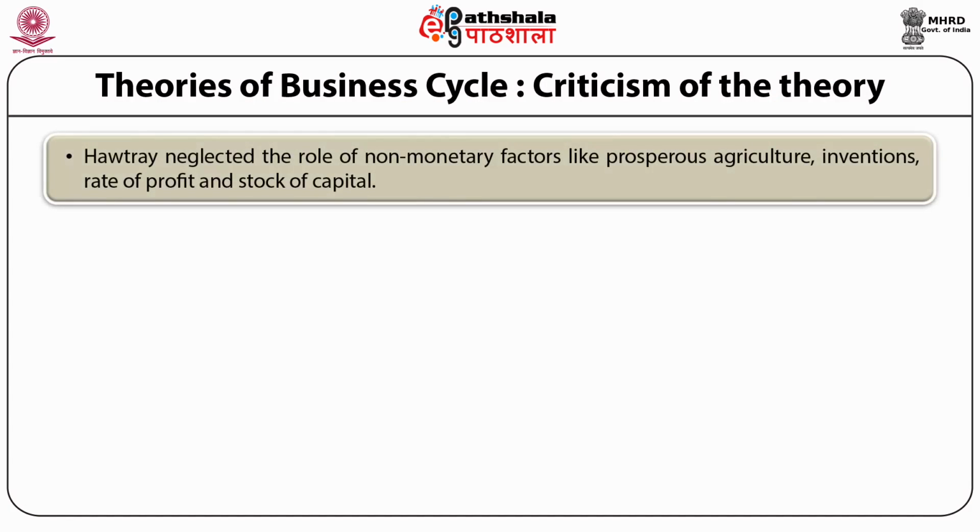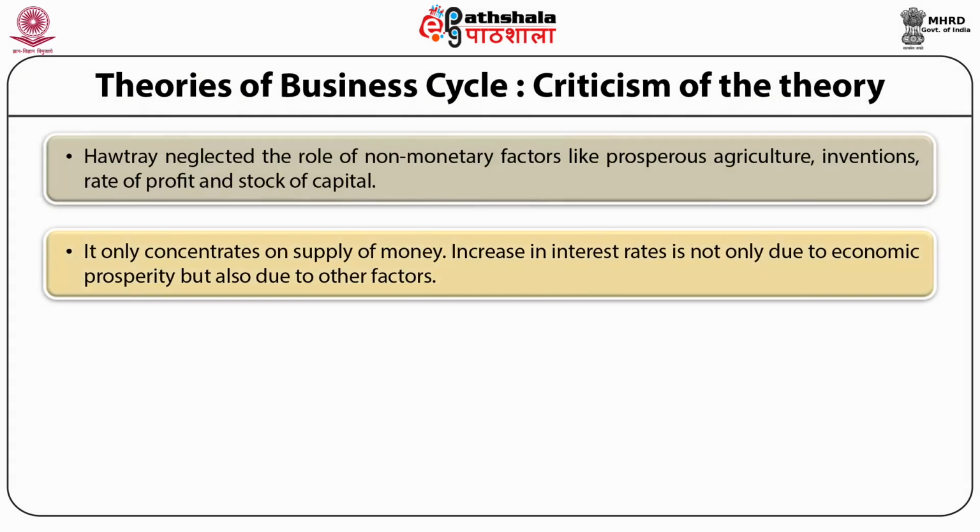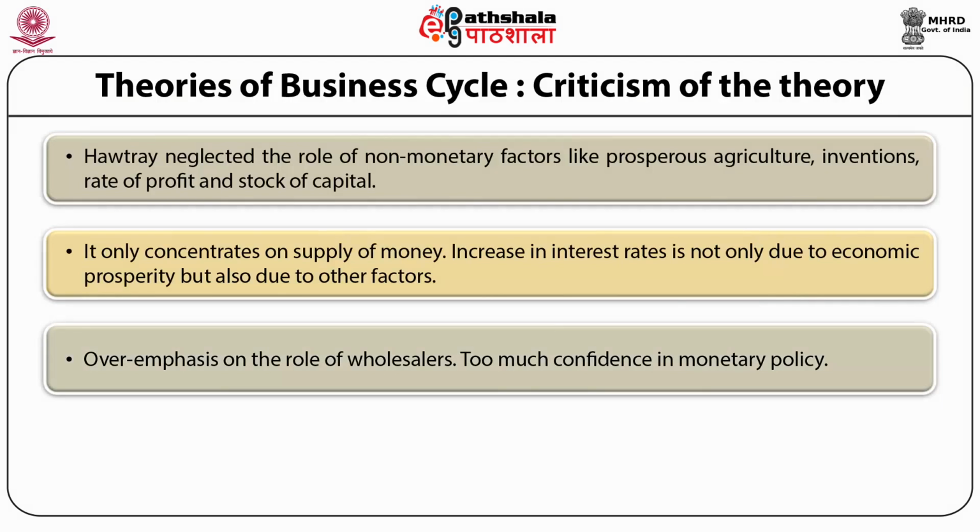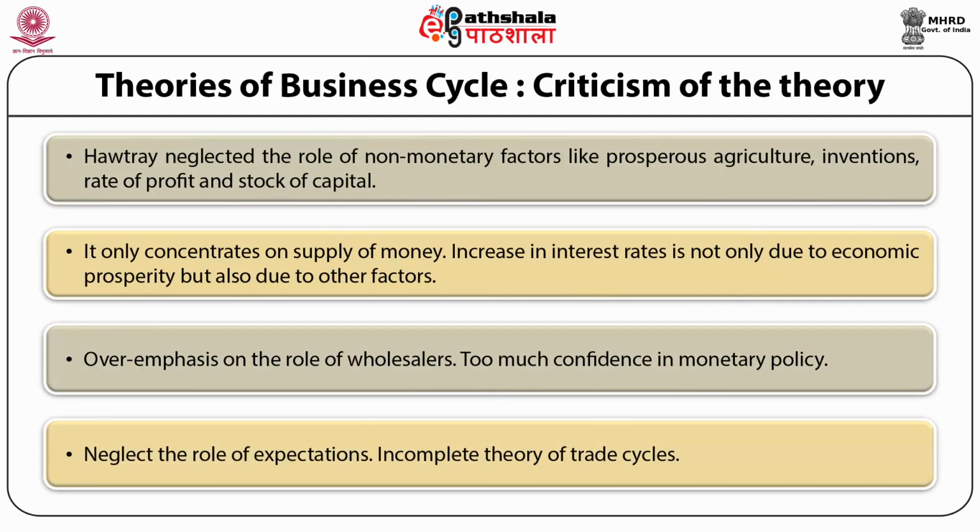Criticism of the theory. Hawtrey neglected the role of non-monetary factors like prosperous agriculture, inventions, rate of profit, and stock of capital. It only concentrates on the supply of money. Increase in interest rates is not only due to economic prosperity but also due to other factors. Overemphasis on the role of wholesalers, too much confidence in monetary policy, neglect of the role of expectations, and an incomplete theory of trade cycles.